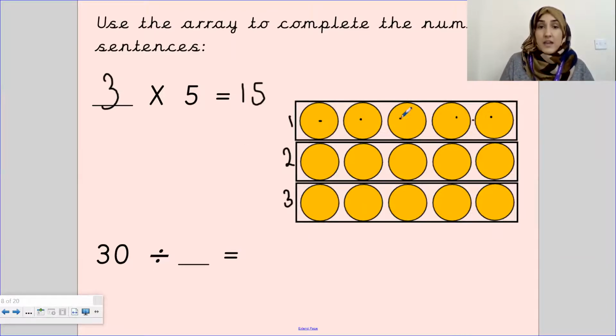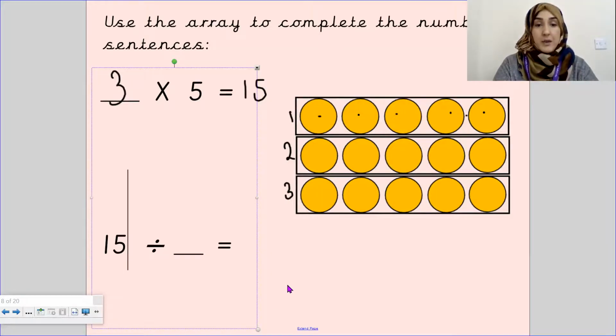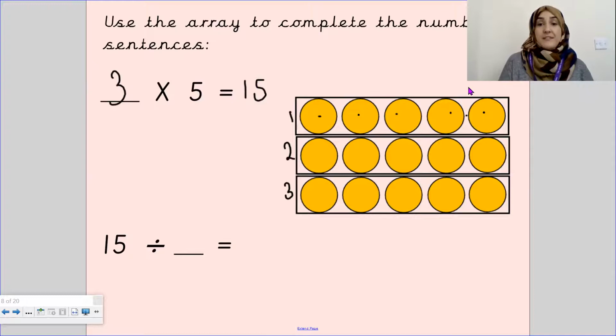Now, here are, oh, hang on a minute. That should not be 30. That should be 15. There we go. Okay, so 15 counters divided by something equals something.